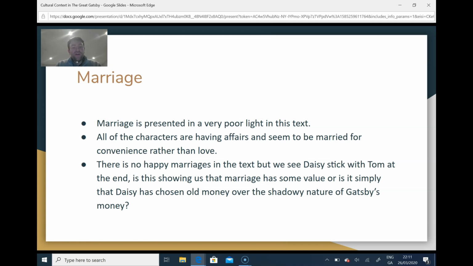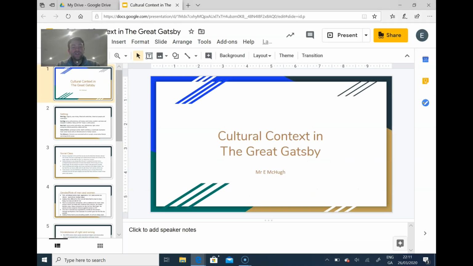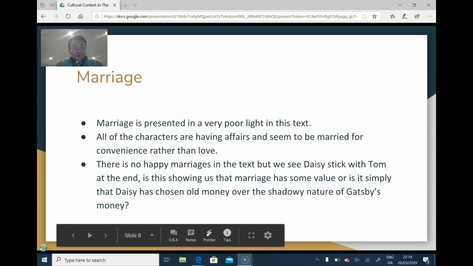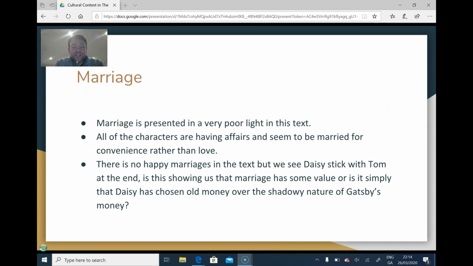Marriage is presented in a very poor light in this text. Think about marriage in Brooklyn, how different it is, and the value that they place on marriage. So all the characters are having affairs and seem to be married for convenience rather than love. Okay, so I mentioned Brooklyn and the way Eilish marries for love rather than convenience. She had the opportunity to marry for convenience, but she didn't.